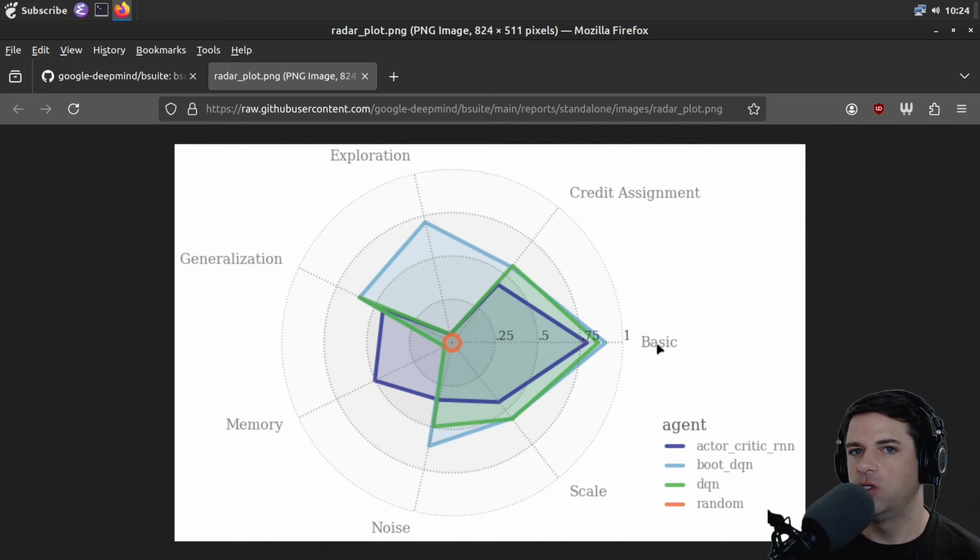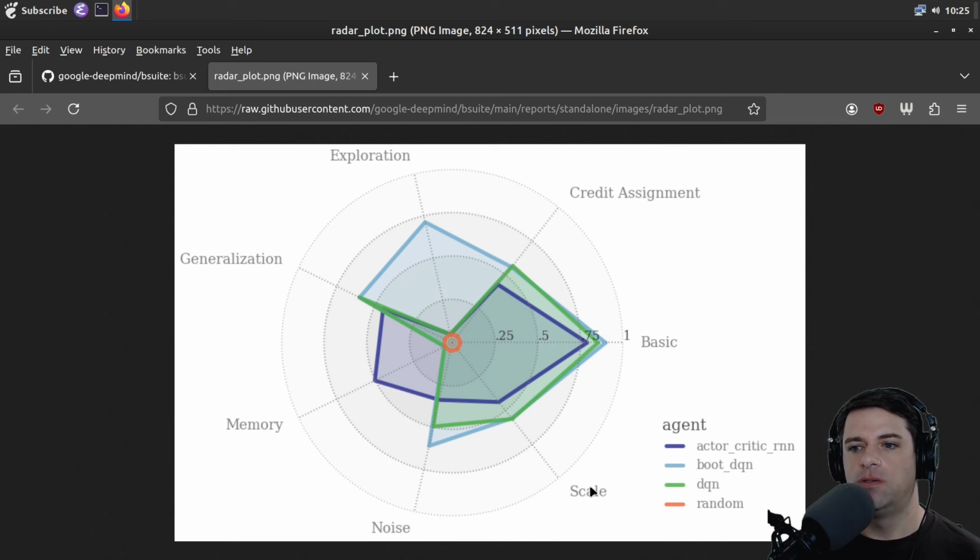So there's basic, which is just like, does your reinforcement learning algorithm do the basic things that they have to do in order for you to call it an algorithm? Scale is how well do you scale. All of the experiments are resizable. So you might have a Tetris, I think, of a certain size, and then you might double it and triple it and quadruple it and see how well the algorithm performs as you increase the scale. And you can imagine why a company like Google would be interested in that.